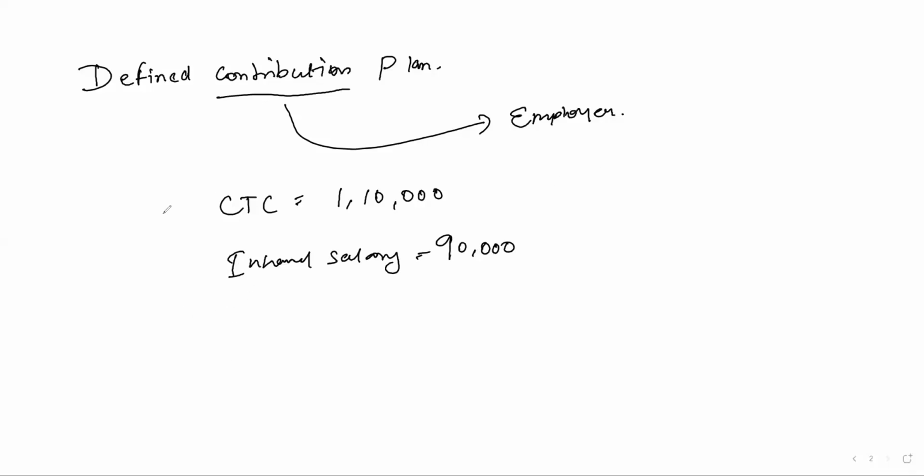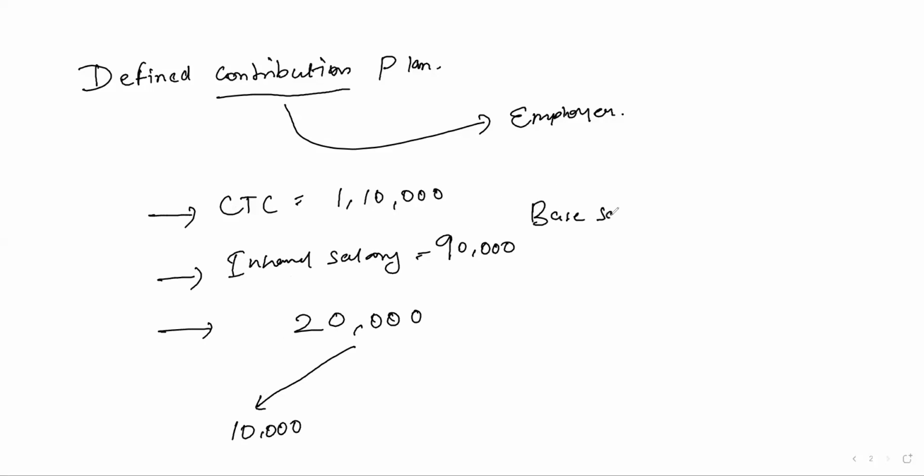And finally, the remaining 20,000 is being contributed to your pension fund. How? 10,000 from your base salary, which over here is, let's say, 1 lakh, also called gross in hand.